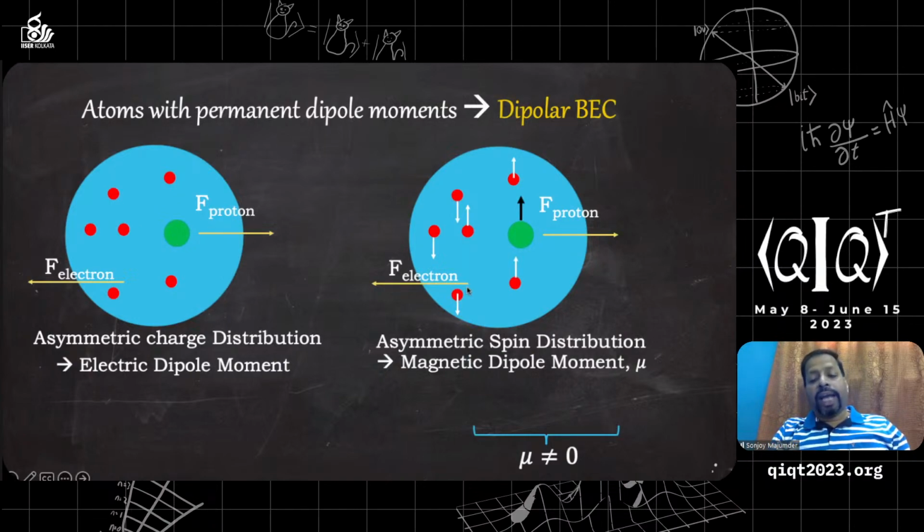Similarly, you can have the magnetic dipole moment, which people denote in short form by mu, due to the asymmetry of the spin distribution of the electrons and protons. In some atoms, they show a non-zero value of the magnetic dipole moment. At present, we are interested in those atoms forming the Bose-Einstein condensate, with each atom having a permanent magnetic dipole moment. Once they form the condensate, we call it a dipolar BEC. This is the nomenclature used when we get a Bose-Einstein condensate using atoms which have a dipole moment: dipolar BECs.